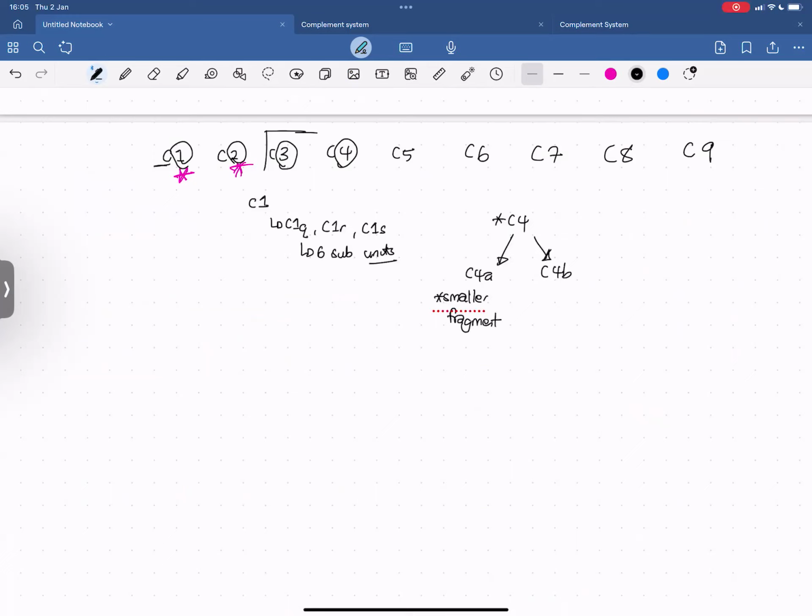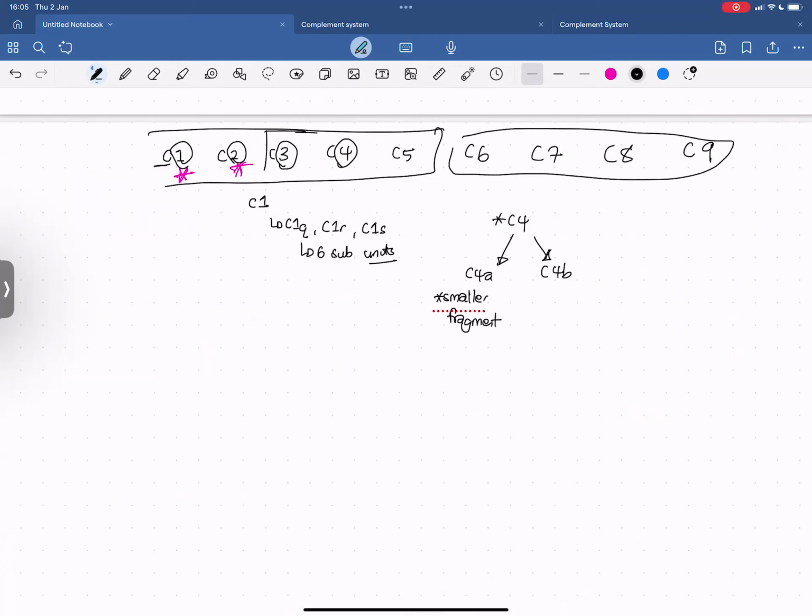Actually, let me just say this. These ones are the ones that participate in this whole pathway. These ones form the membrane attack complex. Membrane attack complex. So this is a smaller fragment. This is the bigger fragment, or larger. I prefer to say larger though.